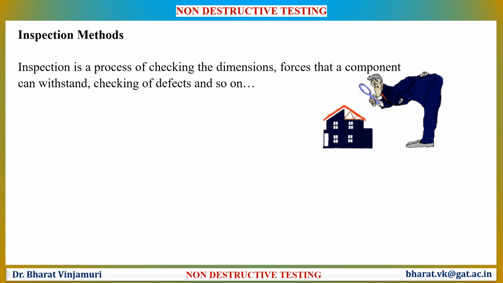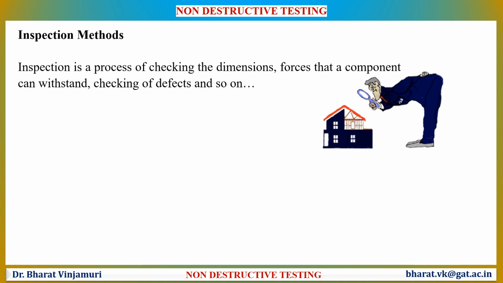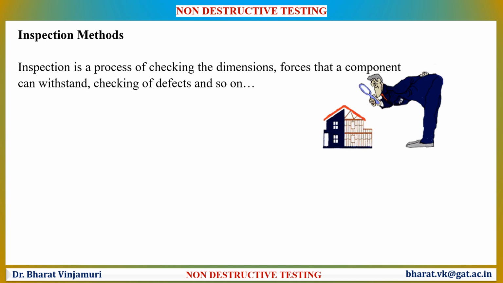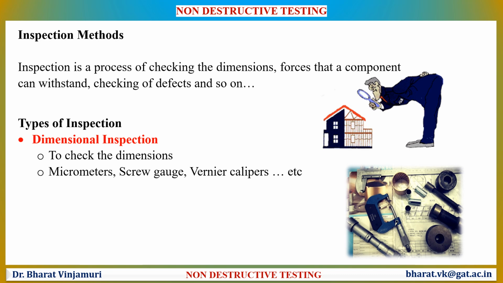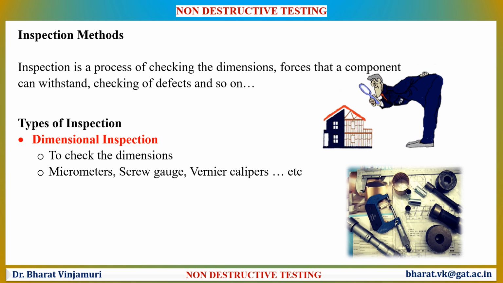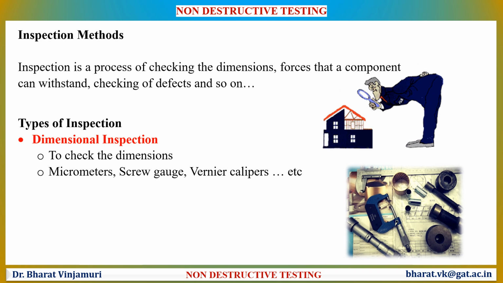Before we understand non-destructive testing, let us understand what inspection is. Inspection is a process of checking the dimensions, the forces that a component can withstand, as well as determining the defects. There are different types of inspection methods. Basically, dimensional inspection, also called dimensional metrology, evaluates the geometric characteristics of machined parts and products to verify their compliance with design specifications. Micrometers, screw gauges, and vernier calipers are used during the process.